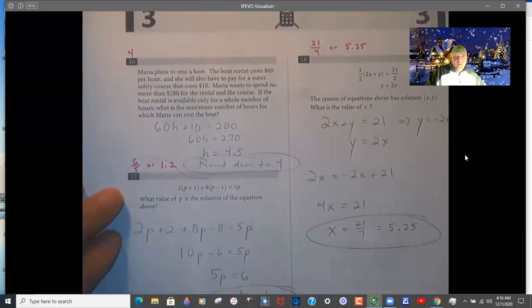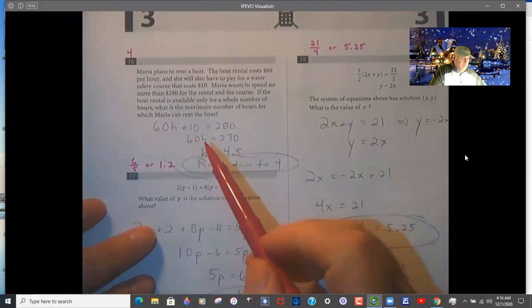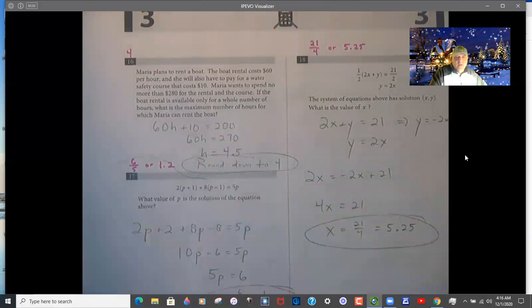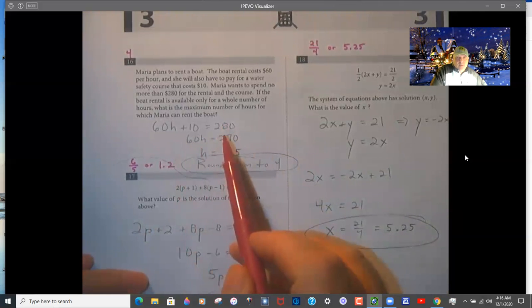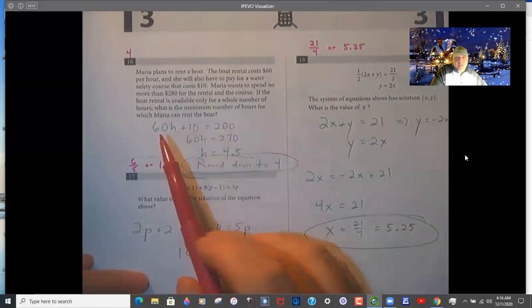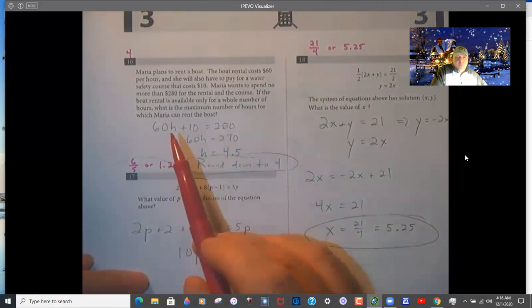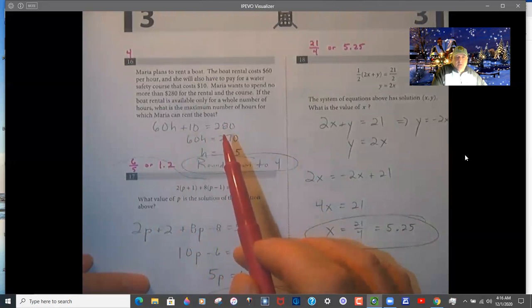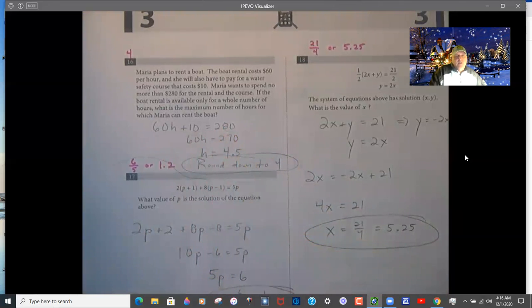Problem 16. So we want to figure out the maximum number of hours, okay, whole number of hours. So here's the equation. So $60 times the number of hours, because that's the cost per hour, plus initial $10 cost, equals a total of 280. Solve that out. Now, no calculator, so you got to know how to divide 270 by 60.